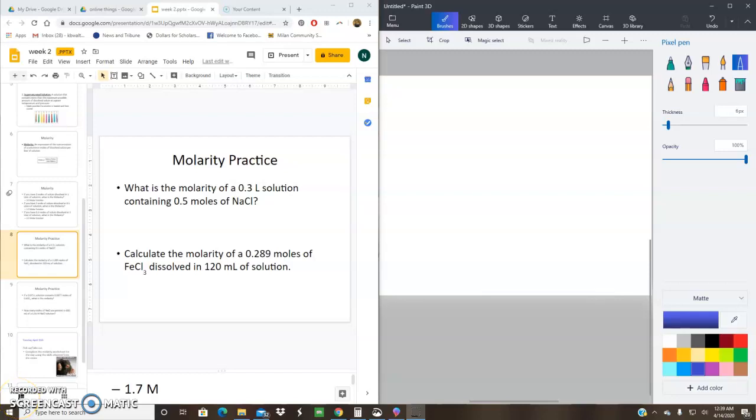Okay, and welcome back. We are through problem 1 of 4 for today. We just got through the first problem, which talks about the molarity of a 0.3 liter solution containing 0.5 moles of NaCl or table salt. We put that into our calculator and realized with sig figs that it is in fact just 2 molar solution of NaCl.